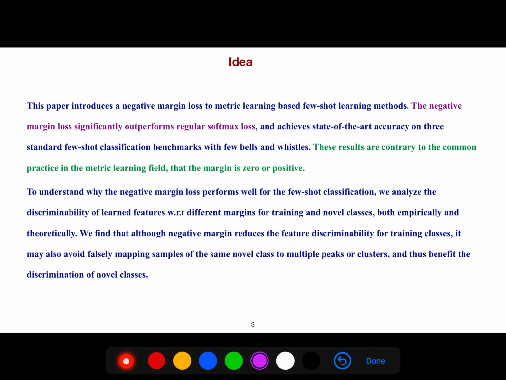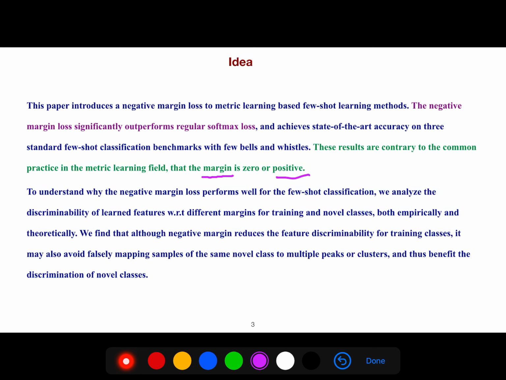These results are contrary to the common practice in the metric learning field, where the margin is 0 or positive. It's correct because most of the time we assume that there is no margin, and even if you use margin, it's positive. But in this paper, we focus on negative margin, which is interesting.